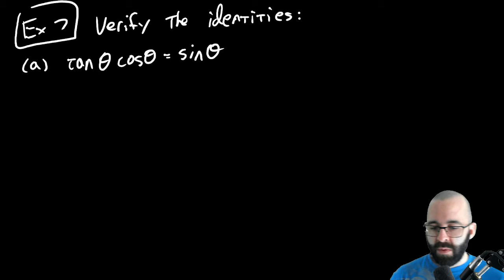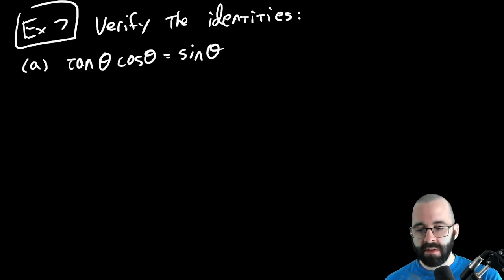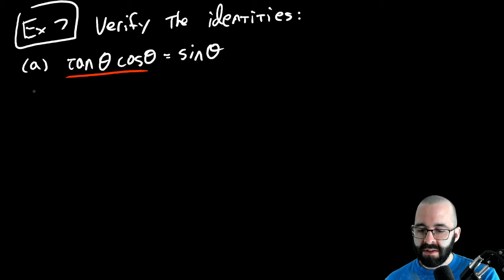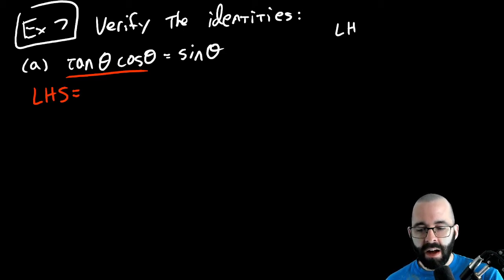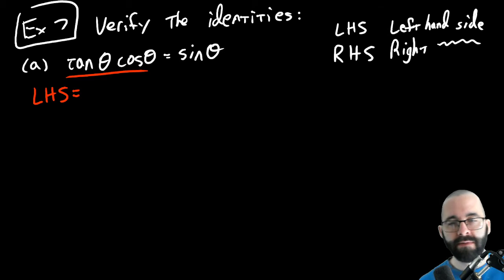So, what was our step-by-step process? Our rough guide: start with the messier side and try to make it look like the other one. The messier side, while not that bad, is the left-hand side. So let's start with the left-hand side. Again, this is a common abbreviation, LHS and RHS. I'll be using these all the time.